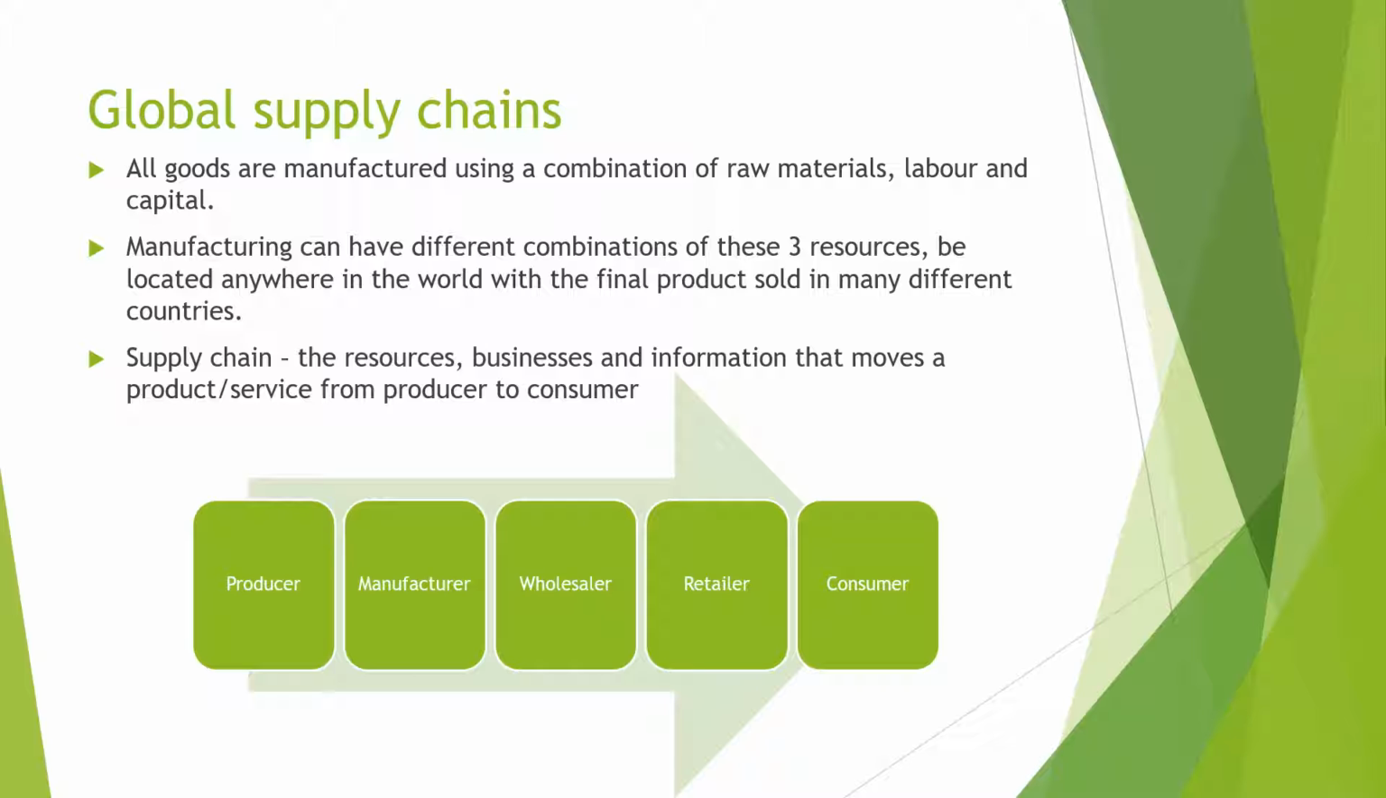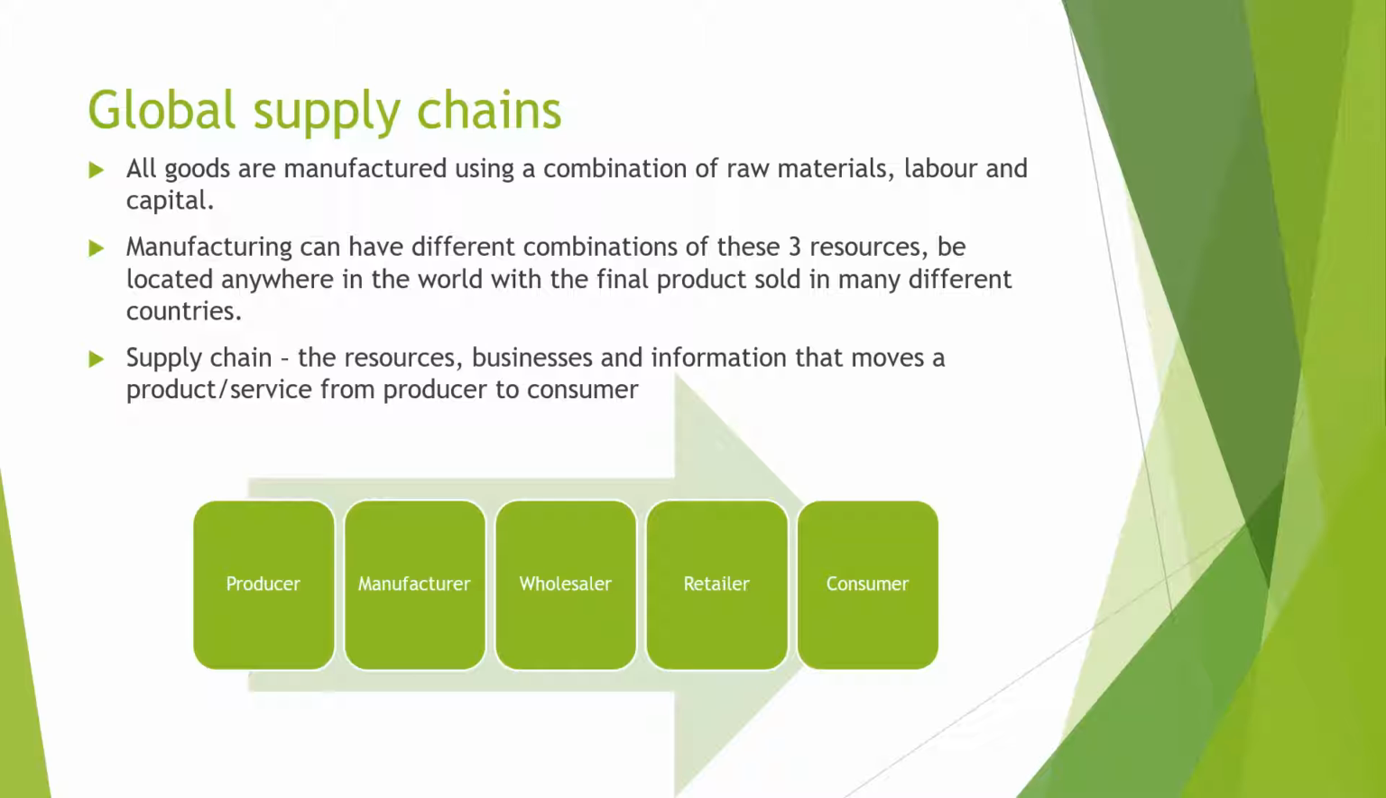In the globalised economy, the manufacture of many goods that we purchase is not restricted to one country. All goods are manufactured using a combination of raw materials, human skill and effort, and factory buildings and equipment. Manufacturing today can have different combinations of these three resources located in many different parts of the world, with the final product sold in a variety of different countries.